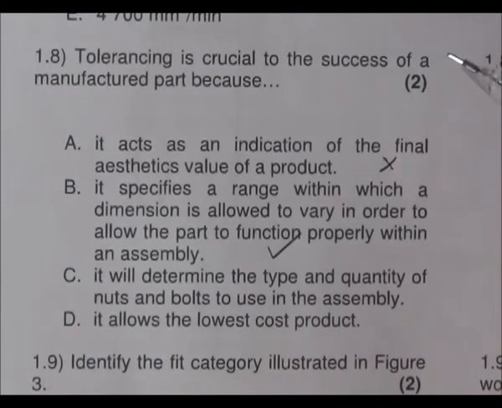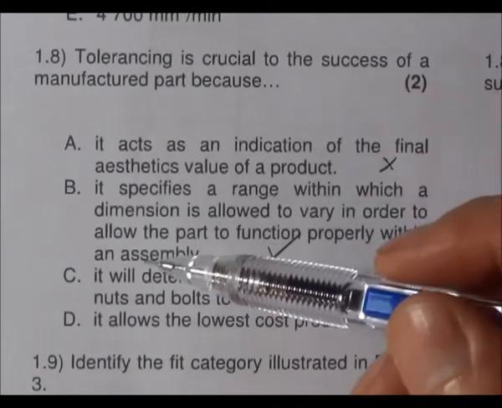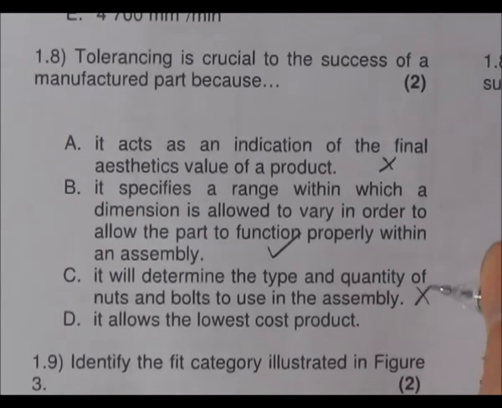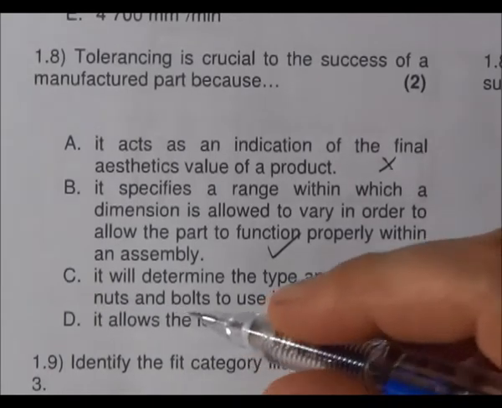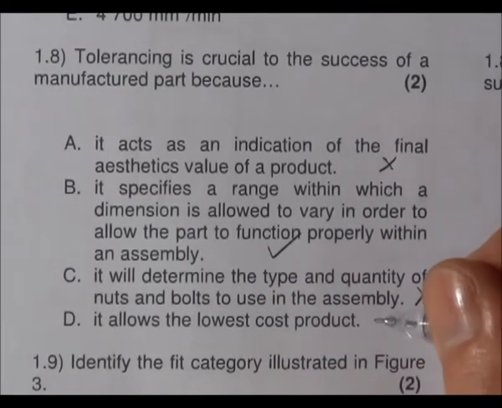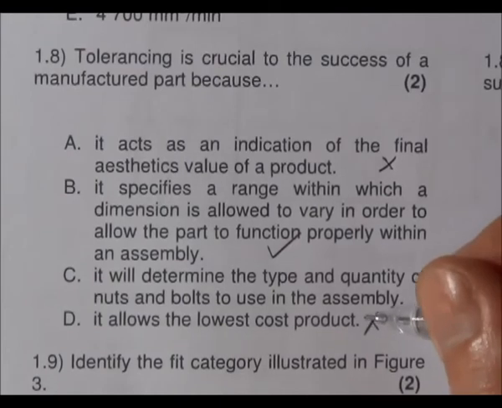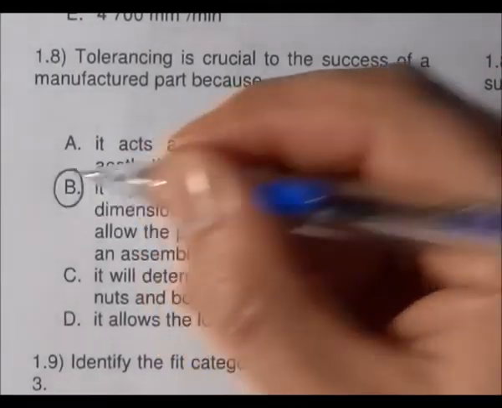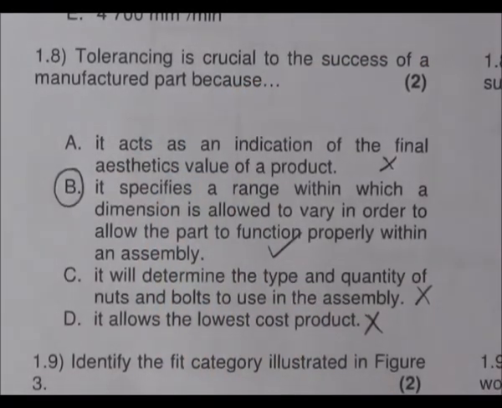Tolerancing is crucial to the success of a manufactured part because it will determine the type and quantity of nuts and bolts to use in the assembly. Nope. It allows the lowest cost of the product. No. Usually, tolerancing actually adds to the cost. So the correct answer in this case is 1.8b.